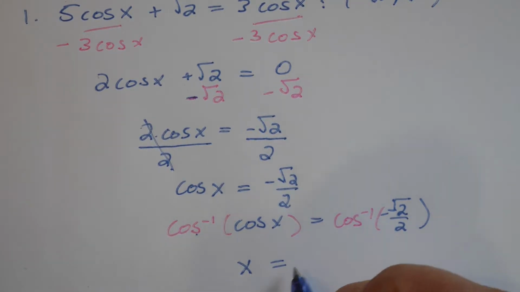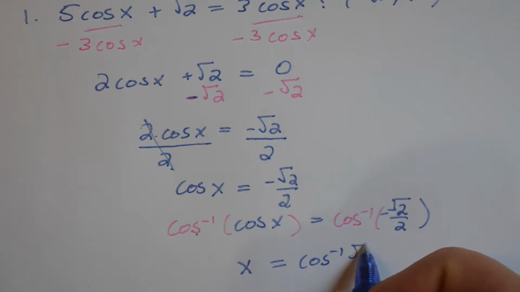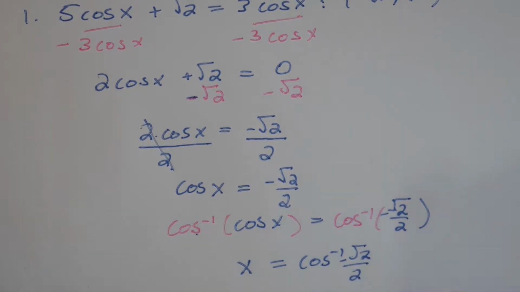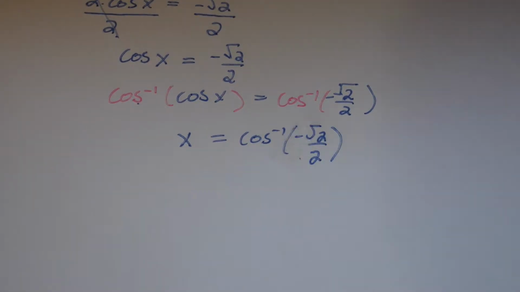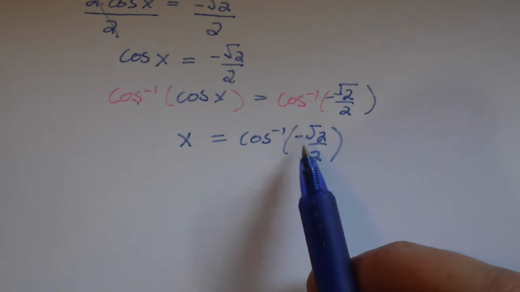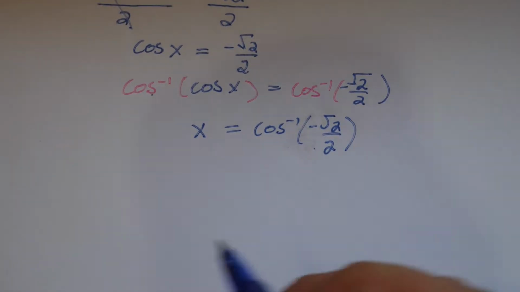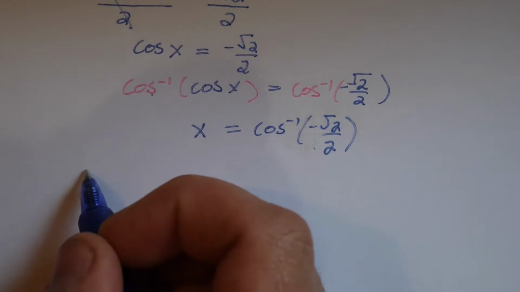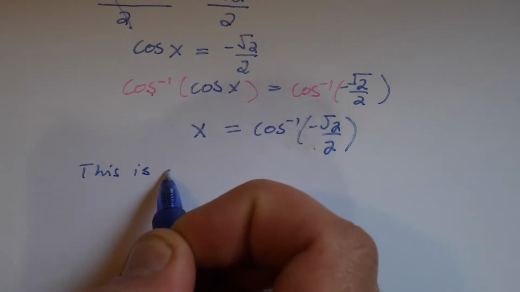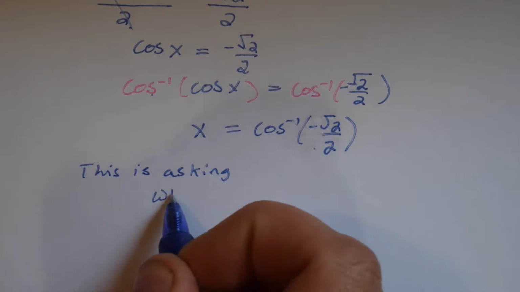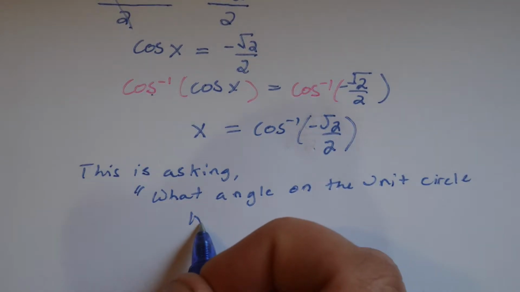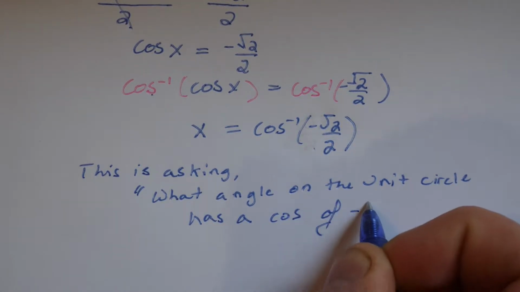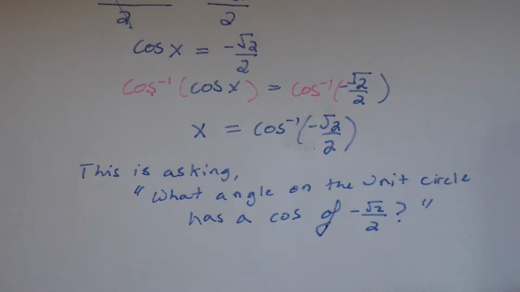And what does this equal? What is the cosine inverse of negative root 2 over 2? Well, let's think about that. We gotta ask ourselves a question here. What angle on the unit circle has a value of negative root 2 over 2? Let's write that down. This is asking, what angle on the unit circle has a cosine of negative root 2 over 2? Right? That's what cosine inverse is saying.